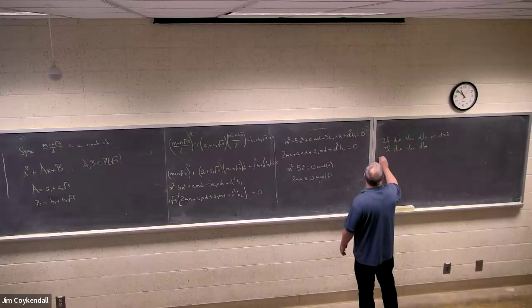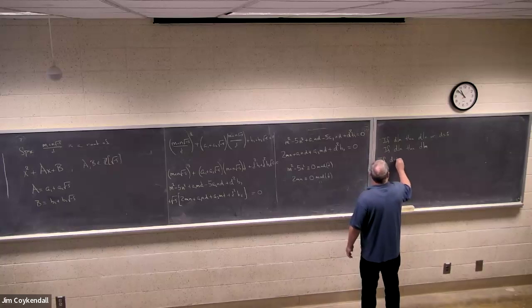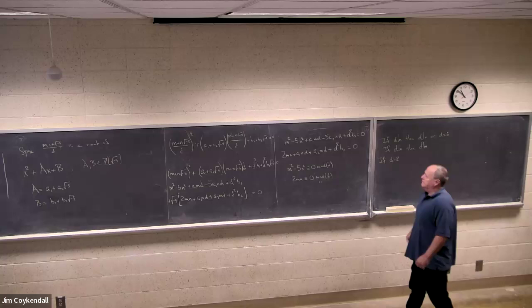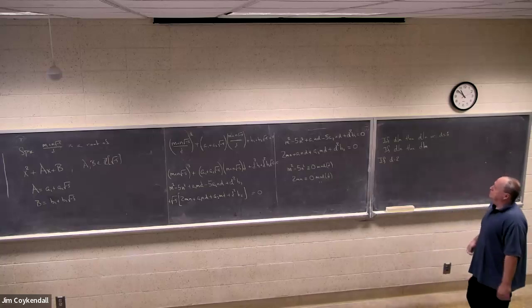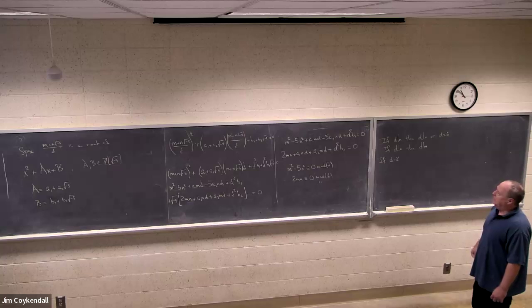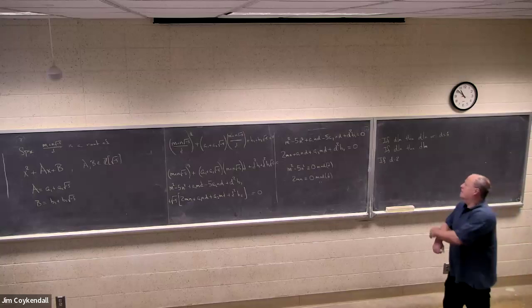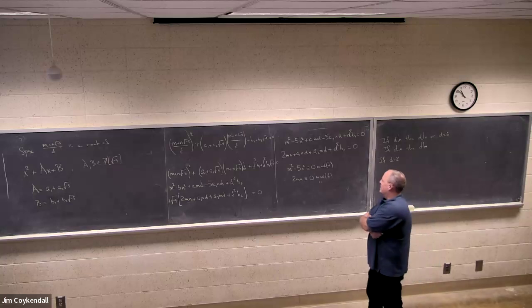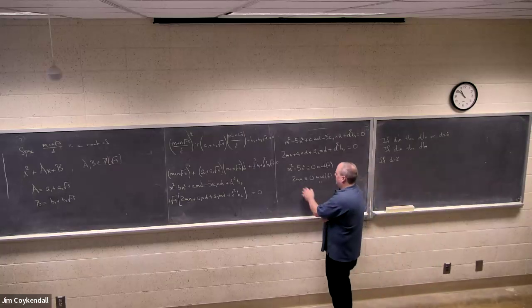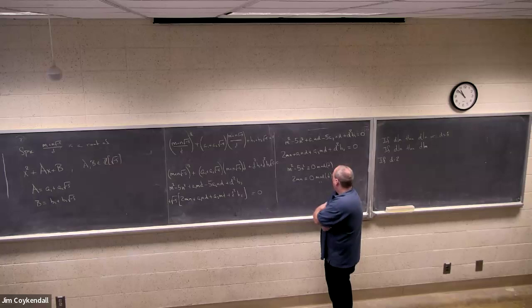So this covers the odd prime. On the other hand, what happens if D is 2? Well, of course, if D is 2, this doesn't tell you anything, right?